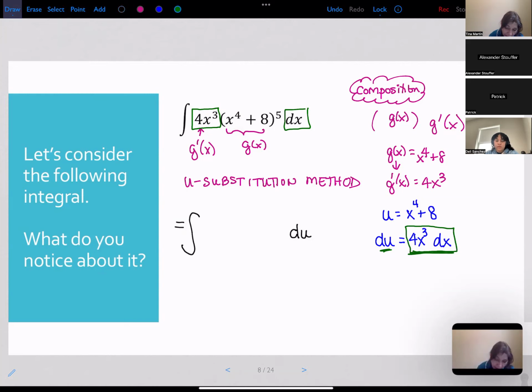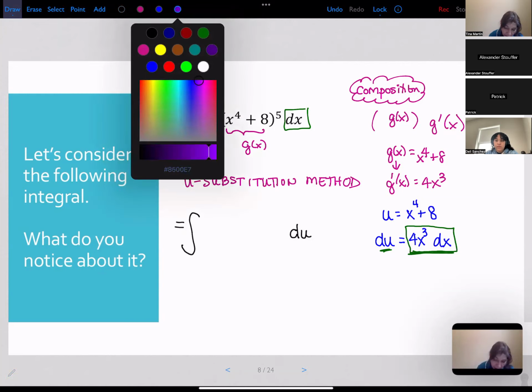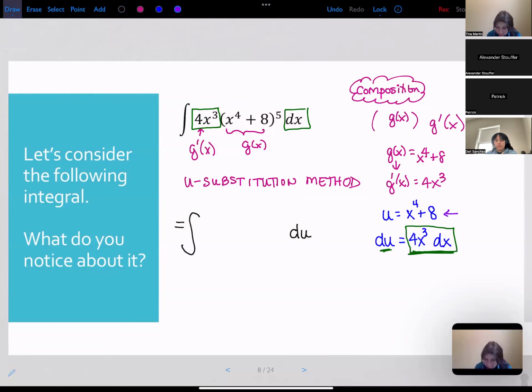Now, I also have another piece. Purple, make it a nice bright purple. That's the u part right here. x to the fourth plus 8 is being represented by u. So in my problem, do you see your x to the fourth plus 8? It's right here. So you go back to that integral, and instead of x to the fourth plus 8, we simply replace it with the letter u right here. So that's going to give us u raised to the fifth.